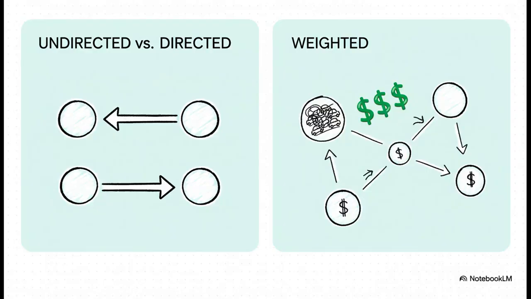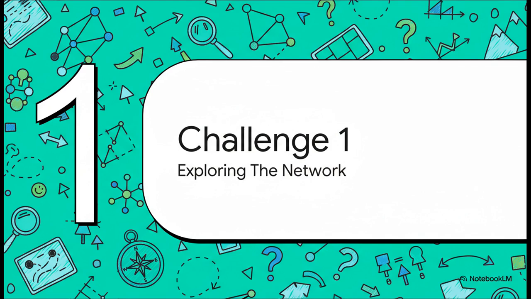We can add extra information to make these graphs way smarter. For example, an edge can be a two-way street, right? We call that undirected. Or it could be a one-way street, which we'd call directed. And even cooler, we can give each edge a weight or a cost. Think about it. That weight could be the distance of a road, the time it takes to drive it, or even the price of a flight ticket. And that one little idea, adding a cost, is the secret sauce that lets us solve some seriously complex real-world puzzles.